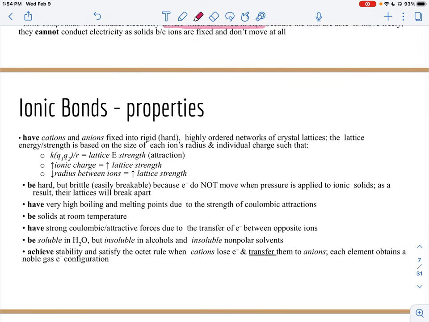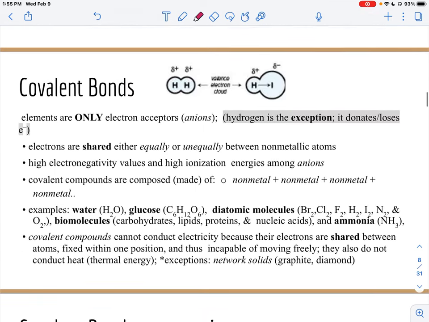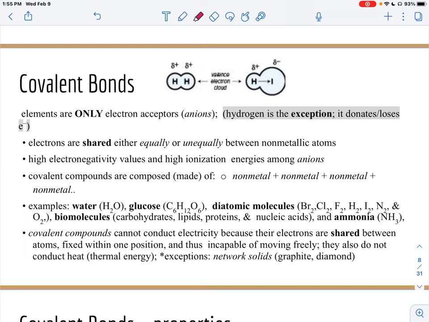So here are some properties of ionic bonds. They are brittle, meaning they're easily breakable. So, like salt, you can easily break it up when you're cooking or whatever you're doing with regular salt. Okay. They are soluble in water, but insoluble in alcohol or oil, any other non-polar solvent. Covalent bonds are between non-metals.